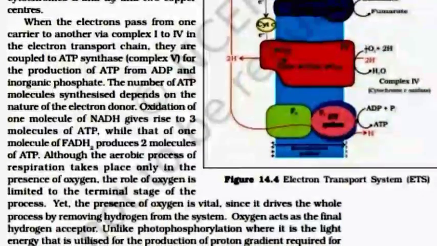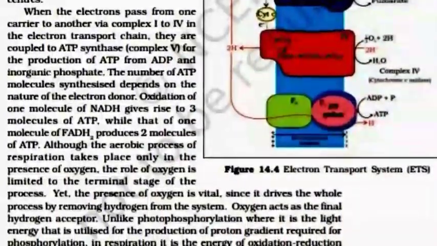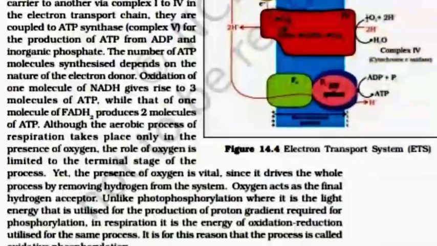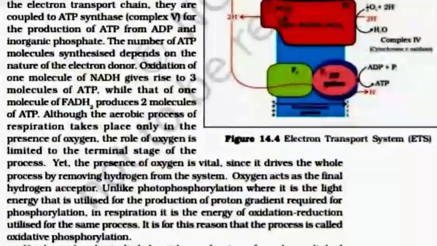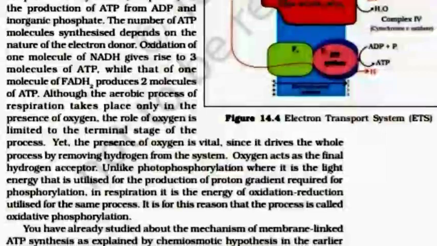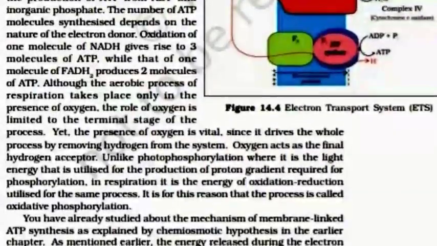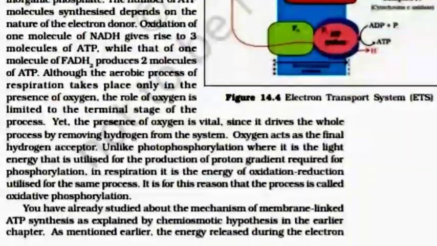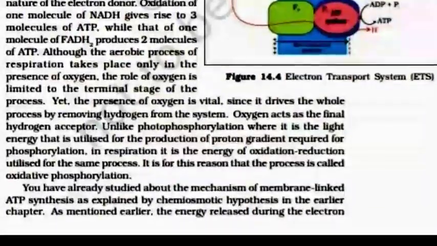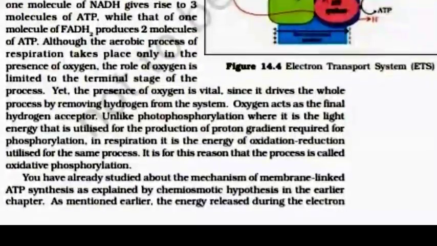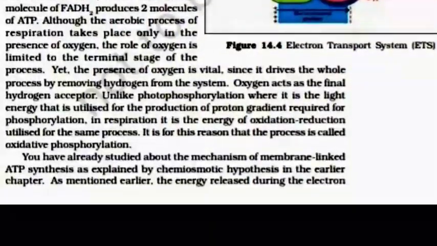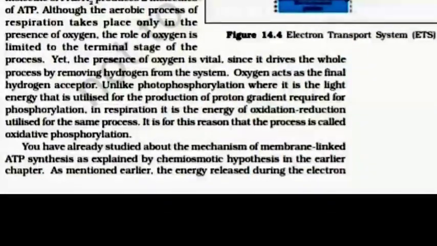Although the aerobic process of respiration takes place only in the presence of oxygen, the role of oxygen is limited to the terminal stage of the process. Yet the presence of oxygen is vital since it drives the whole process by removing hydrogen from the system. Oxygen acts as the final hydrogen acceptor. Unlike photophosphorylation, where it is the light energy that is utilized for production of the proton gradient, in respiration it is the energy of oxidation-reduction utilized for the same process. It is for this reason that the process is called oxidative phosphorylation.